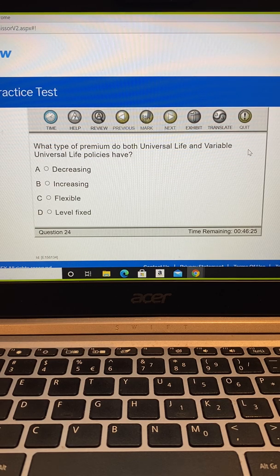What type of premium do both universal life and variable universal life policy have? Oh, I know this one because it was on your thing when I looked at it last night. Term to perm, whole life and increasing, whole life and... I'm gonna go with.